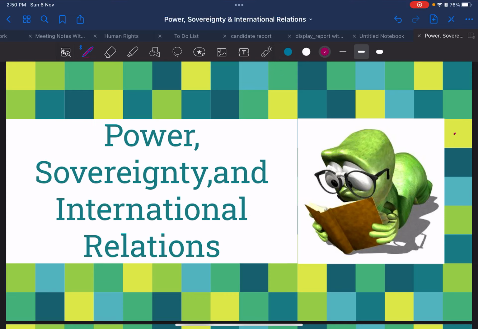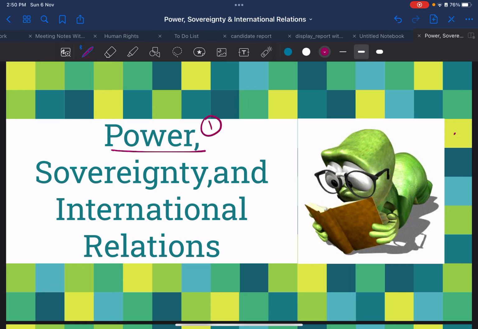Hello everyone. So today we are going to start with our new concept. This is actually a core concept. The name of the concept is power. In this unit, which is power, sovereignty and international relation, there are four key concepts, right?